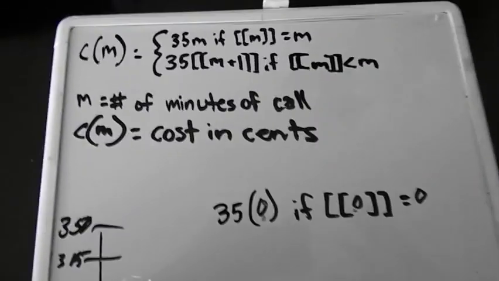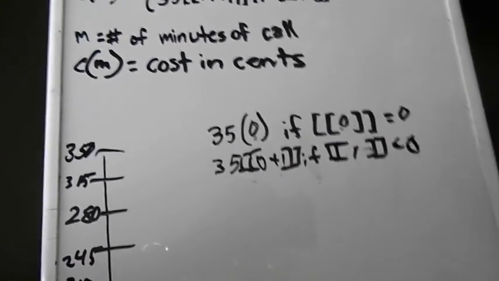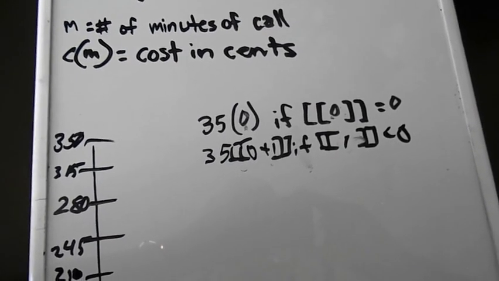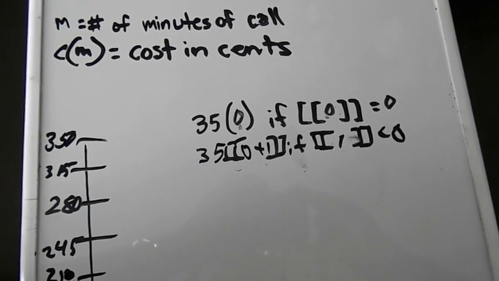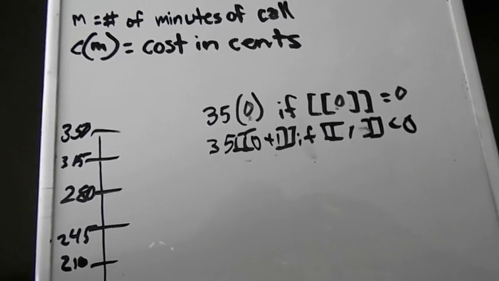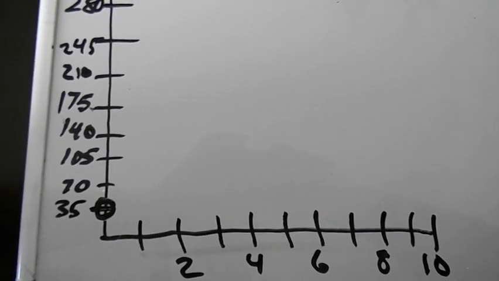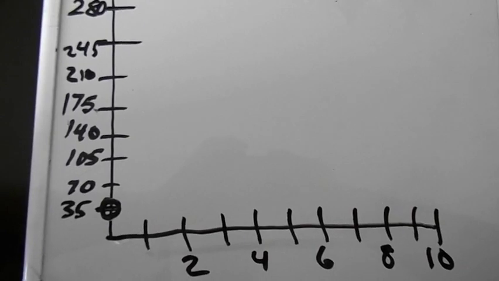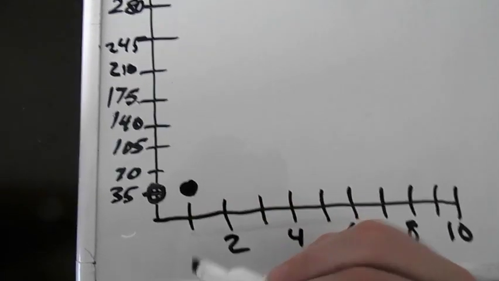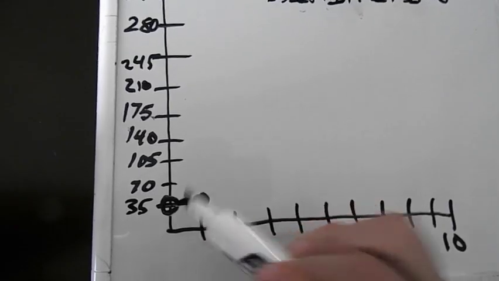35, and then you would plug in 0 for the next function. So when you plug in 0 for m in the next function, you would get 35 times the greatest integer of 0 plus 1, which equals 1, if the greatest integer of 1 is less than 0. So we know that that's not true, so we know that 1 minute cannot be more than 35 cents. Now we can draw an open circle at 0, 35, because you can't have 0 minutes of a call, so it cannot be included in the function. But then you go over 1, up 35, and draw a closed circle, because anything less than or including 1 would equal 35 cents.